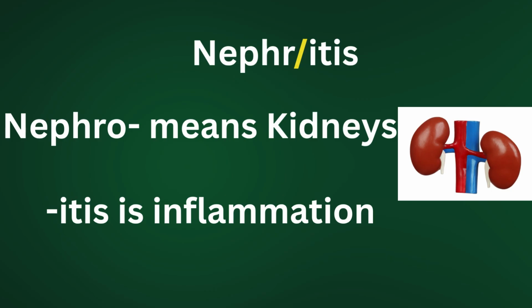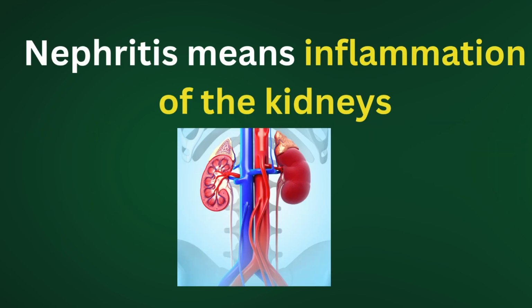So the next term is nephritis. Let's divide the medical term nephritis into nephro and itis. The root term nephro means kidneys. The suffix itis is inflammation. So the entire medical term nephritis means inflammation of the kidneys.